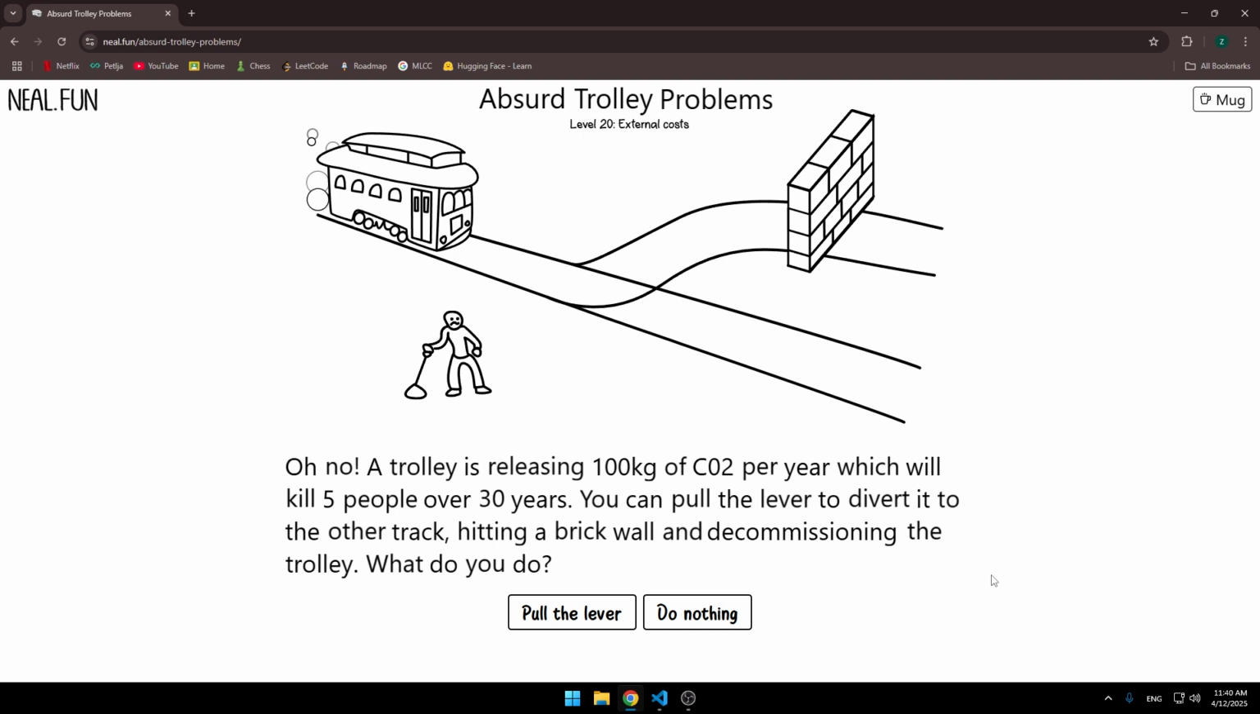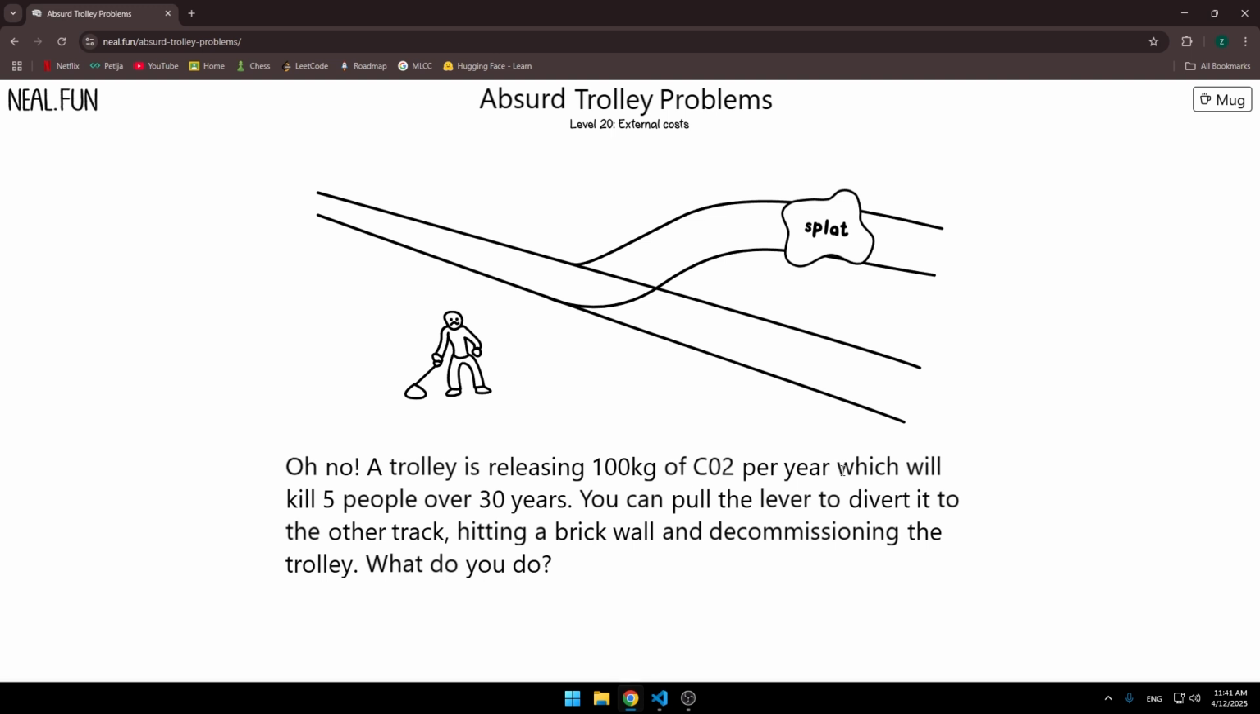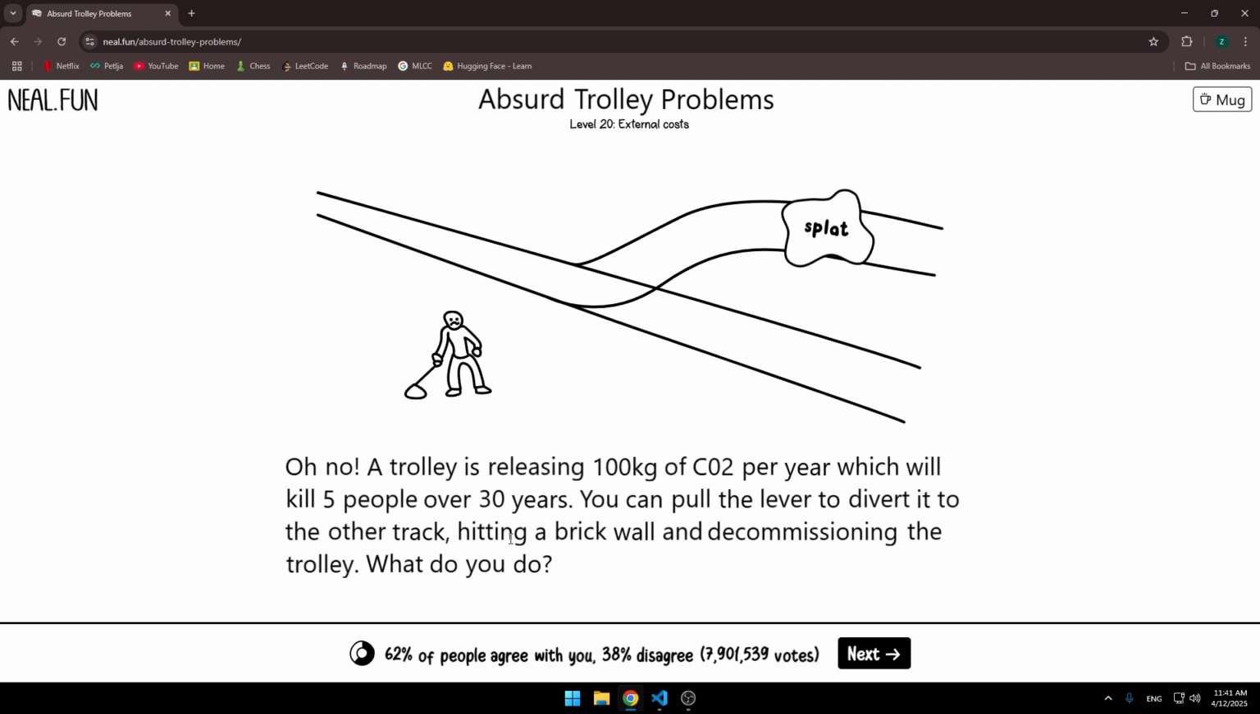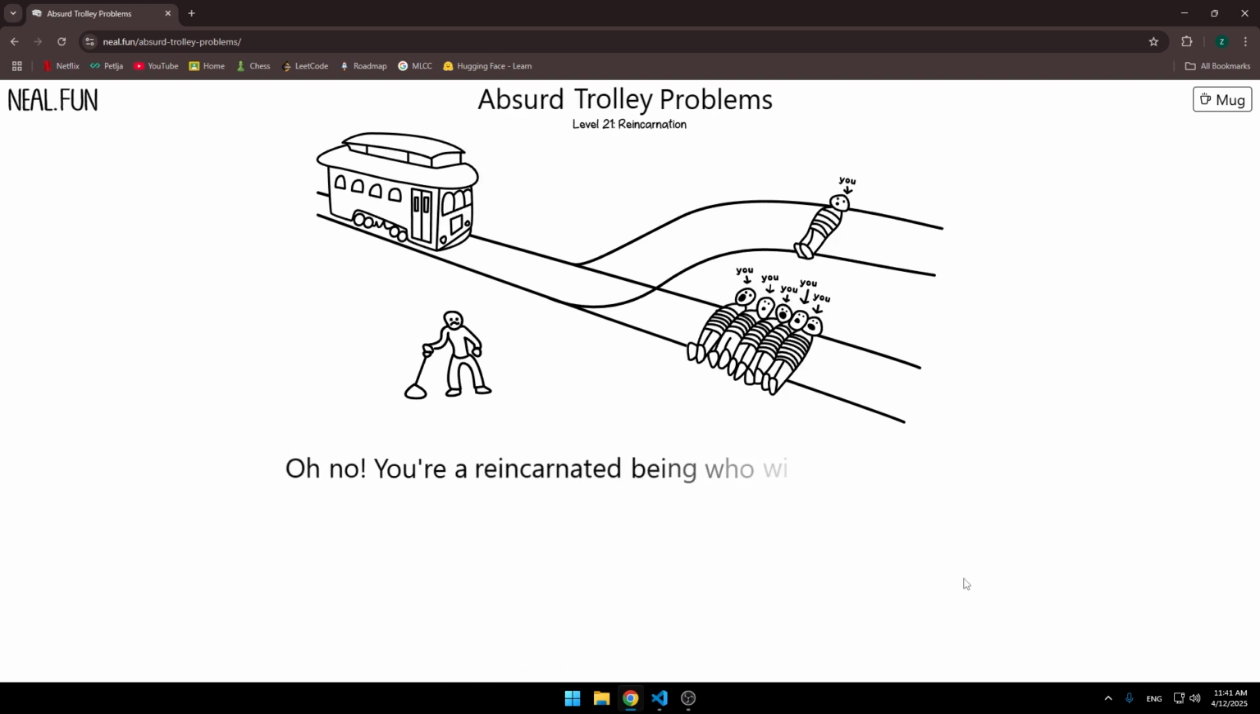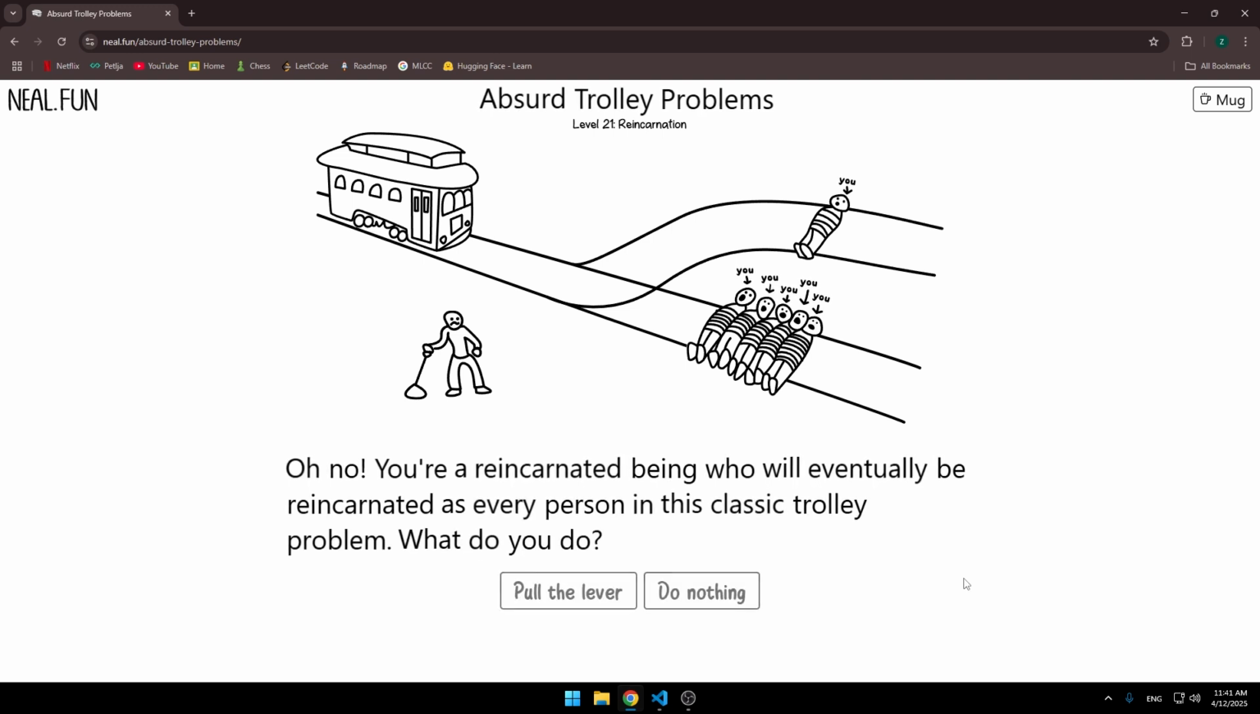Okay, I think it didn't understand the question correctly, but it said to pull the lever, so I'm pulling the lever. And most people actually agree. Wow, that is interesting. Oh no, you're a being who will eventually be reincarnated as every person in this classic trolley problem. What do you do?